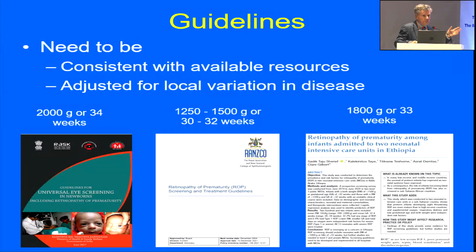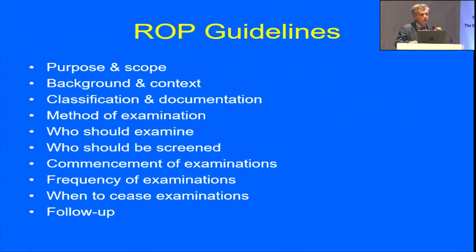Now, I'm sorry if this one I've got here for retinopathy of prematurity for India is out of date. It's some years old, but their cut-off for babies they look at was 2,000 grams or 34 weeks, whereas in Australia and New Zealand we've just revised our guidelines. Most units use 1,250 grams or 30 weeks, some units a little bit larger, and a recent publication from Ethiopia has come up with what their recommendations are. So all of these are regionally and institutional specific.